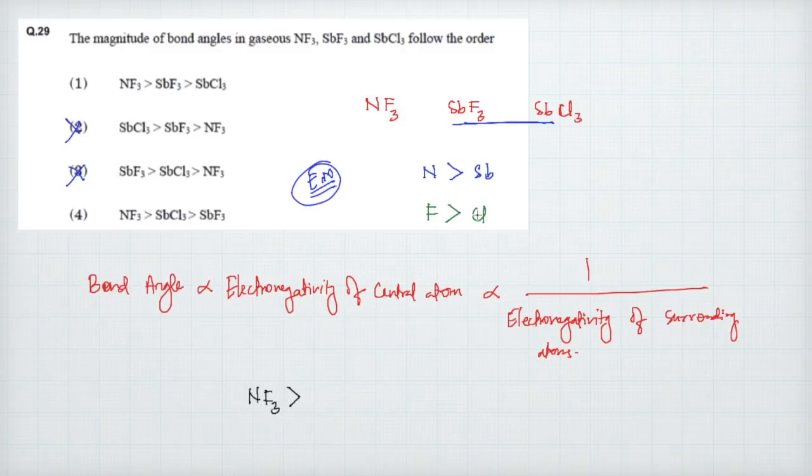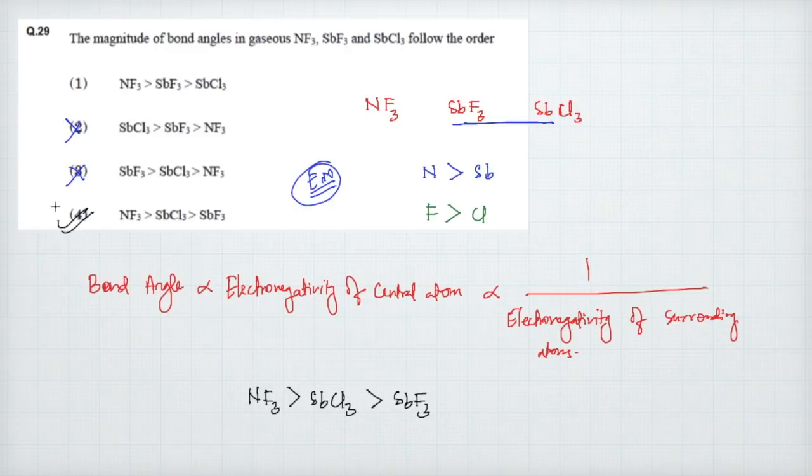Among these, fluorine has more electronegativity, right? So the antimony fluorine compound will have a lower bond angle. More electronegativity, less bond angle. And the chloride one will have a higher bond angle. So SbCl3 will be more, and then you have SbF3. In that particular case, your correct answer becomes option number 4.